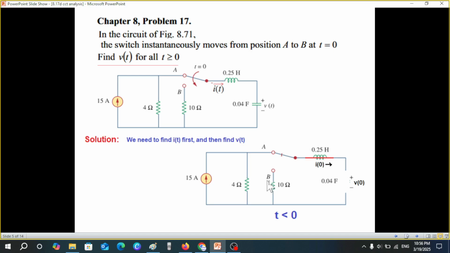Okay, and when we're saying that the switch is connected to A for a long time, for t less than 0, then two things happen. The inductor behaves like a short circuit, and the capacitor behaves like an open circuit. And the current at that time, we call it I0.